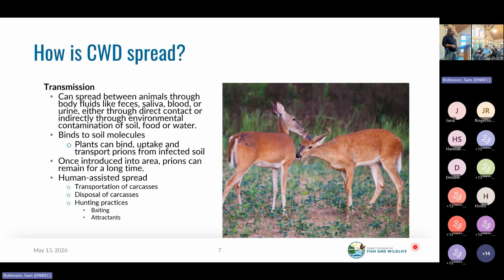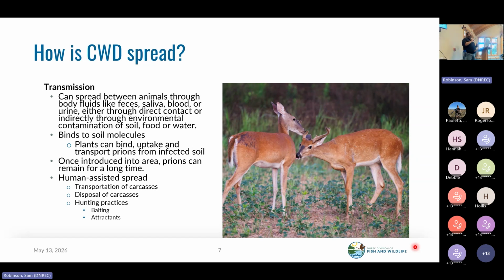How's it spread? It's transmitted. Deer are pretty social for the most part. They're not always having a big party, but they talk to each other through, they lick each other, they smell each other. It spreads through body fluids like feces, saliva, blood, urine. This is where that direct contact comes in. I'm sure there's plenty of hunters in here. You see the scrapes, and those scrapes have urine in them. There's prions in that urine. Okay.